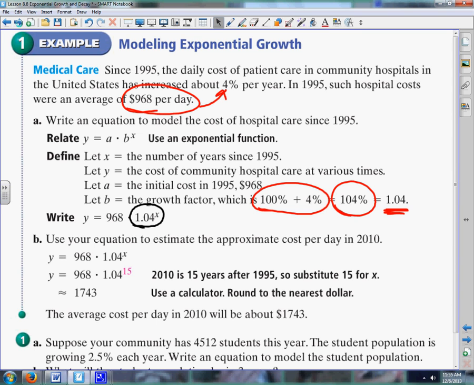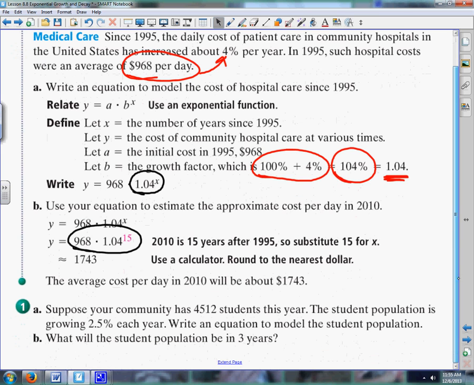So then what you would do is you would say, okay, so 1995, if I wanted to go to 2010, then you would add the 15 years as your exponent, and they did that down here. So we're going to try this problem.